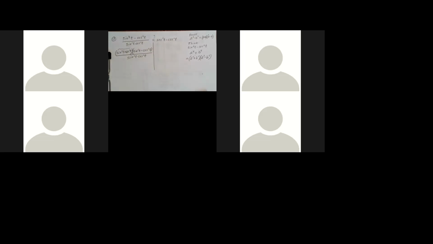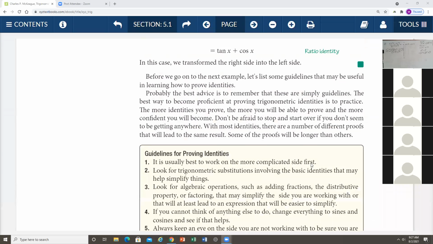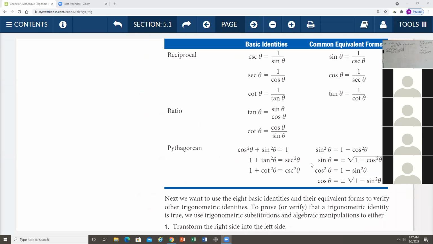No. Okay, I'll tell you what. Hold that thought. Let's go back up. We're going to go back up to our basic identities here, ladies and gentlemen, way back up here, the beginning of section 5.1. Now, Austin, do you see an identity in here that would enable me to replace sine squared t plus cosine squared t with something? Anything? What can I replace cosine squared t plus sine squared t with? With 1. Everybody see that there?